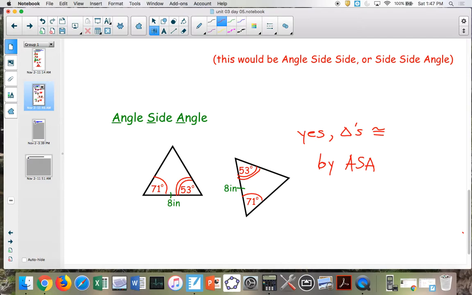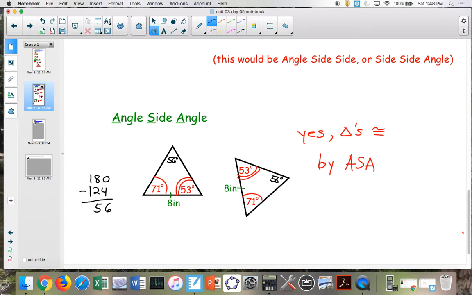Now, because of what we know about triangles and all the angles add up to 180, right now I have 71 and 53. That's 124 degrees total. If I subtract that from 180, I'm left with 56 degrees. I know this angle is 56, and this angle is also 56.